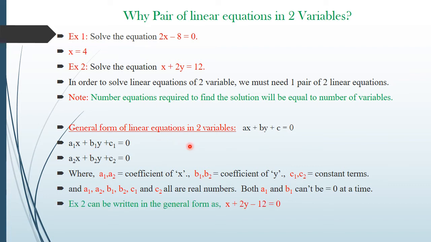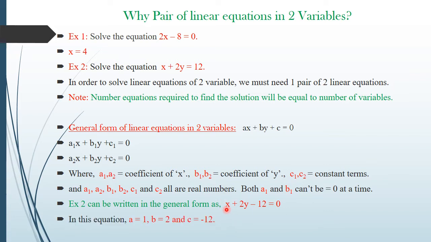For example, example 2 can be written in the general form as, you can see example 2 here, x + 2y = 12. This is not present in the general form because in the general form we always equate it to 0. So I can take this 12 to the left side of the equation, that is x + 2y - 12 = 0. Now this is in the general form.